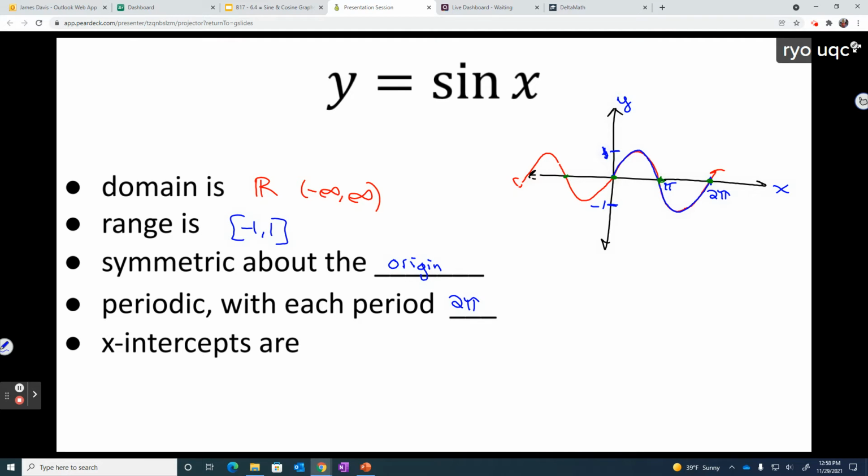So how we're going to write this is that the x-intercepts are at n pi, where n is an integer. That's the way of saying that it's every multiple of pi. So same with negative 1 pi, negative 2 pi, negative 3 pi, negative 4 pi. Any integer, which is positive and negative whole numbers, times pi would be the intercepts. So n pi.